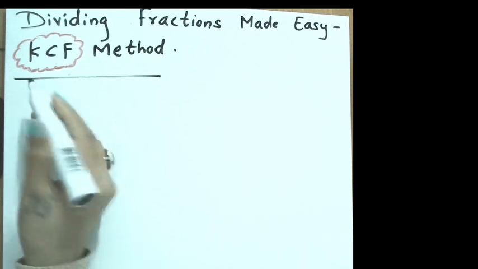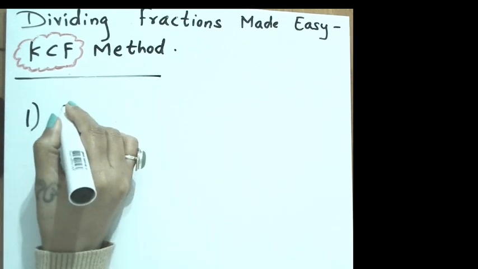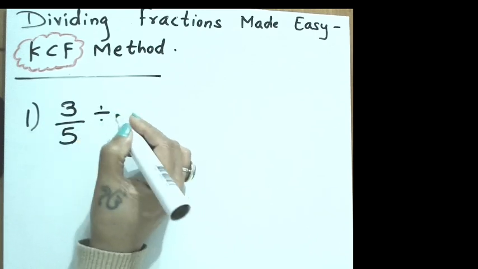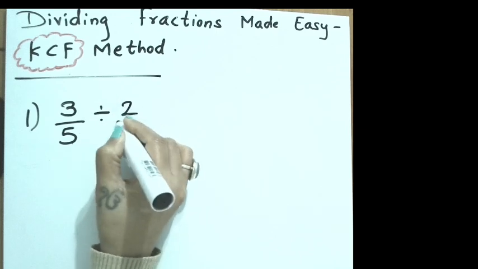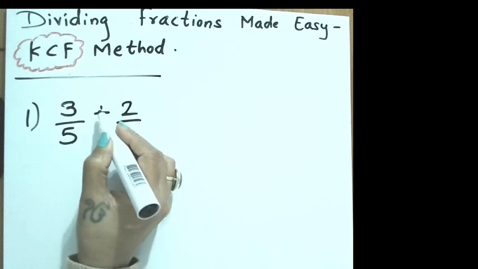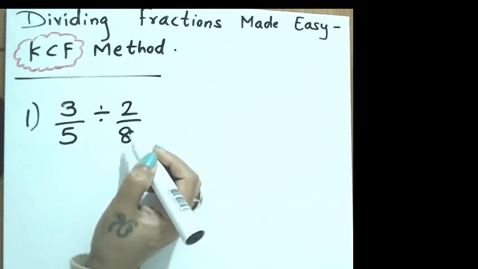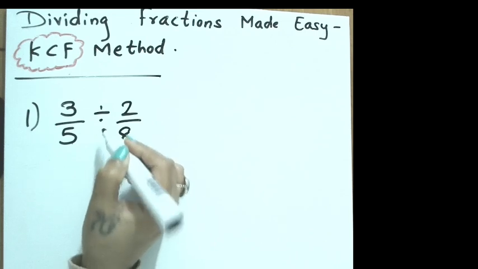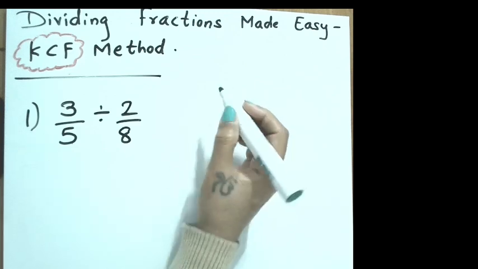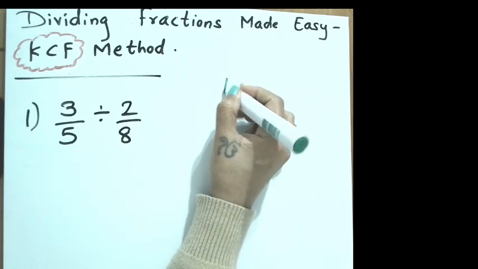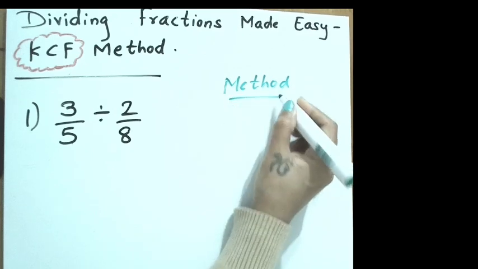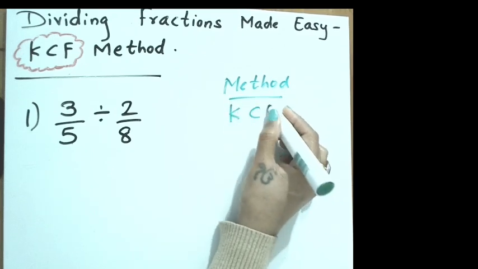Now, suppose you have a question: 3 over 5 divided by 2 over 8. Here you have a fraction with division, so we can't go ahead. We need to do something for division. To get rid of division, we have a method called the KCF method.